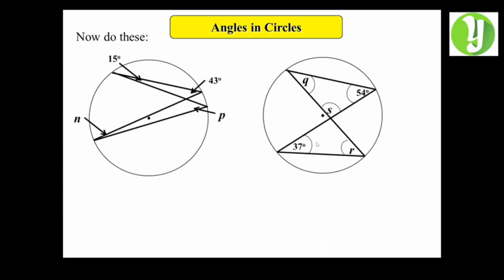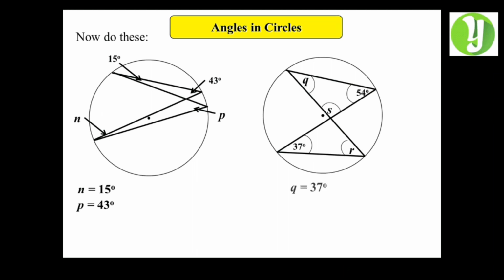Now, the next one, you can solve a question regarding the same chord. If the 15 is over there and n is over there, according to the same chord, n is equal to 15, because angles subtended by the same chord and the same arc are equal. In that case, that angle is 43 and p is missing over there. According to the Spider-Man eyes, these both are equal. So, p is equal to 43.